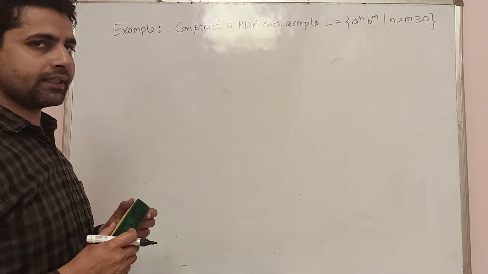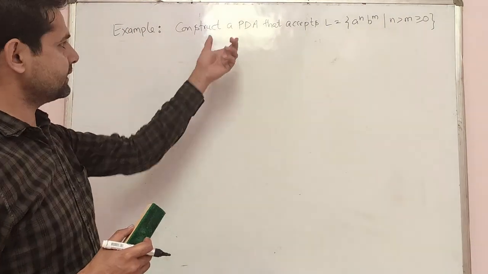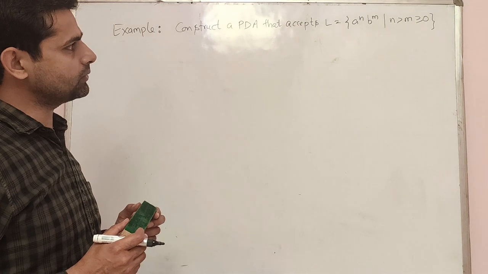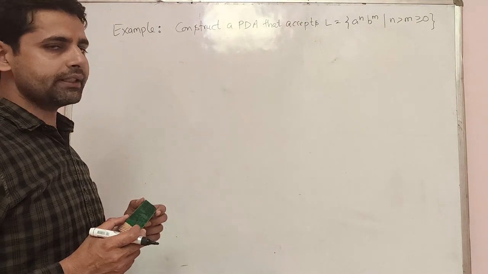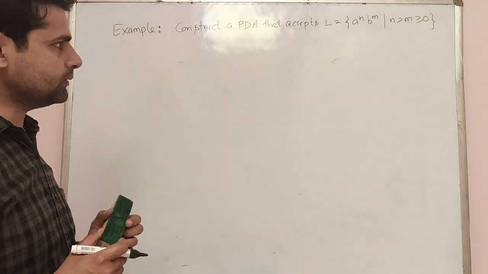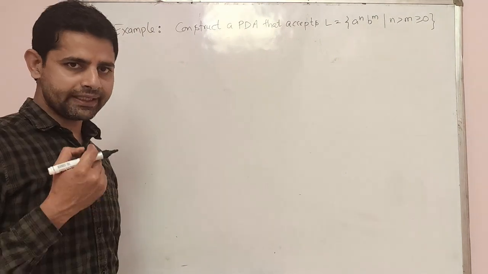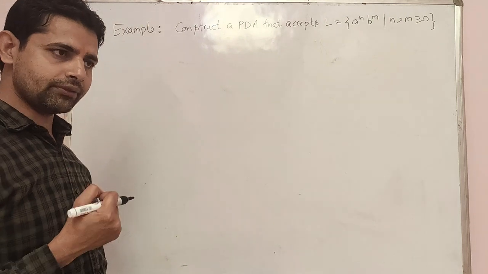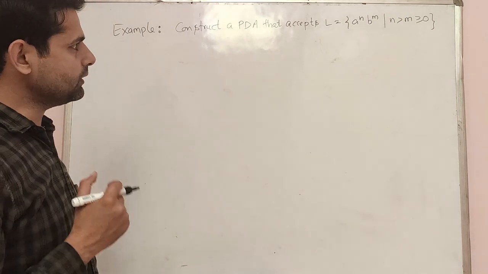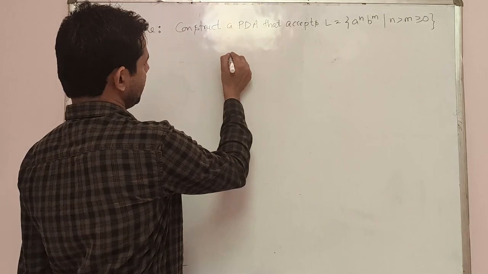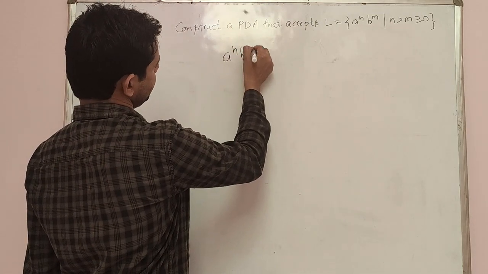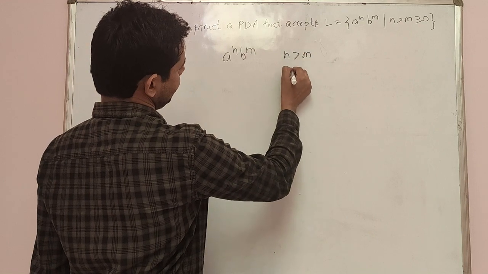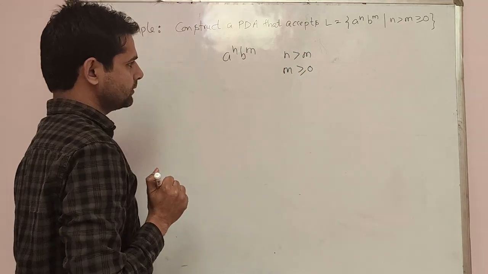Now we will consider another example in which we construct a pushdown automata that accepts L equal to a to the power n, b to the power m, where n greater than m and m greater than or equal to 0. So first we will create the logic for how we will solve that problem. Then we will write the transition function and transition diagram for this problem, right? So the problem is a to the power n, b to the power m, and the condition is n greater than m and m greater than or equal to 0, right?